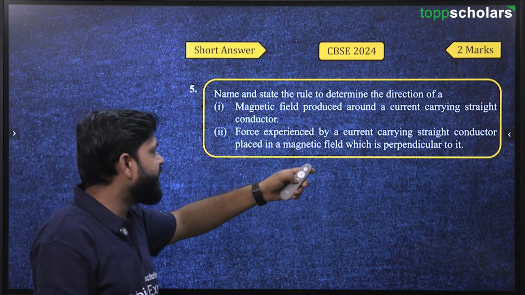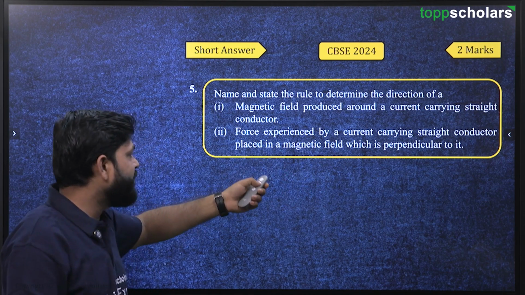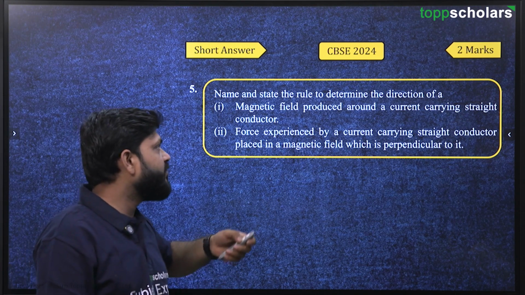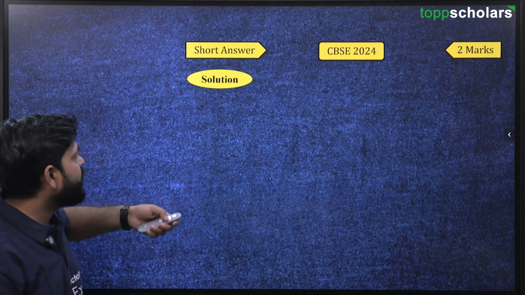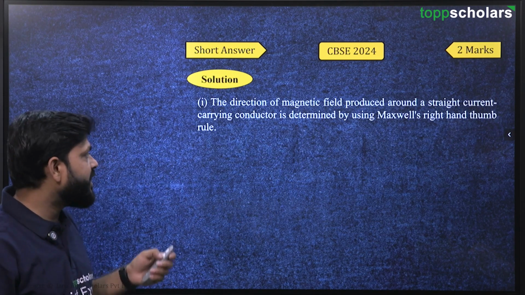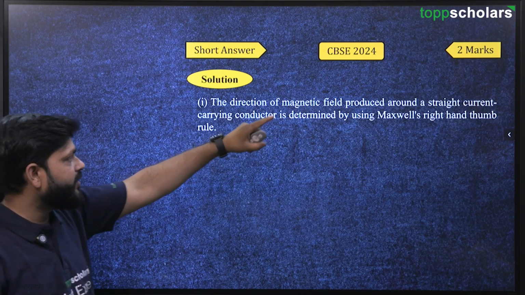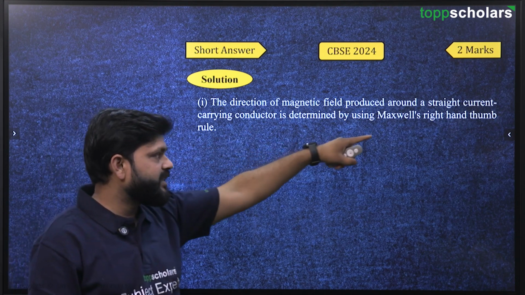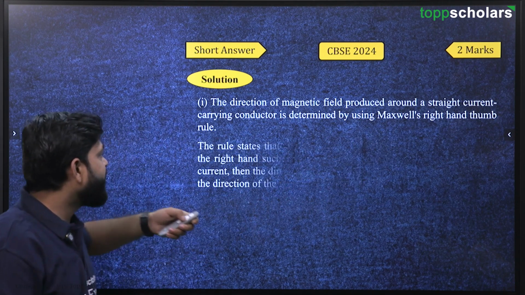Force experienced by the current carrying straight conductor placed in a magnetic field which is perpendicular. See, this is from last year only, CBSE 2024, a 2 marks question. So the first question: the direction of the magnetic field produced around a straight current carrying conductor is determined by Maxwell's right hand thumb rule. And the second part is what?